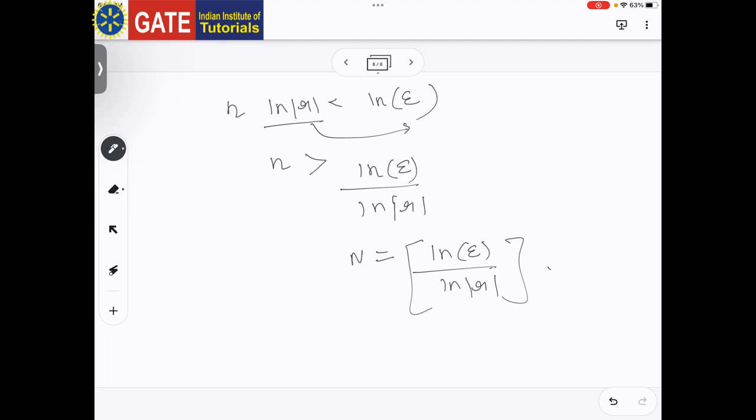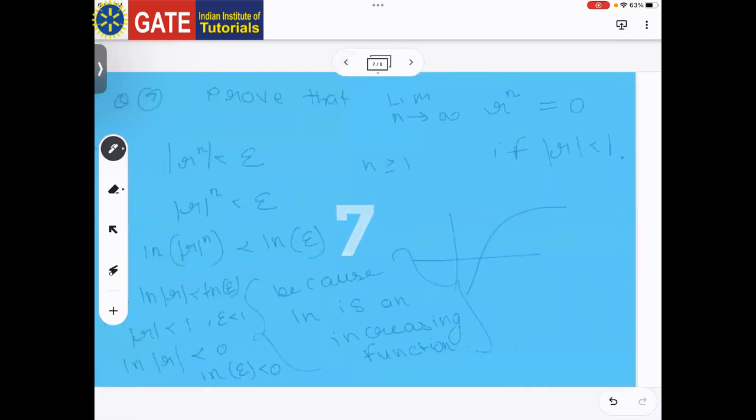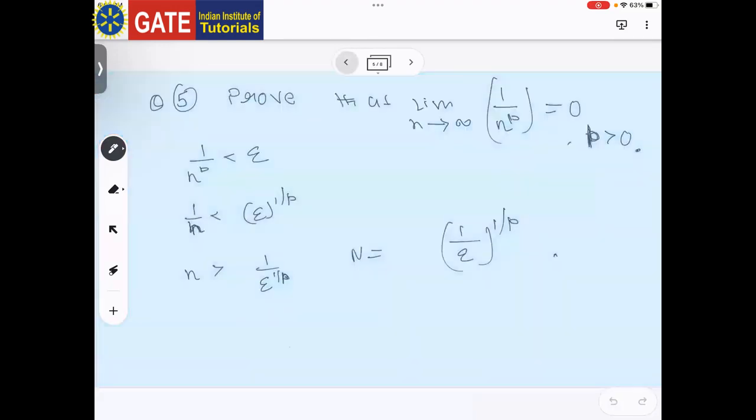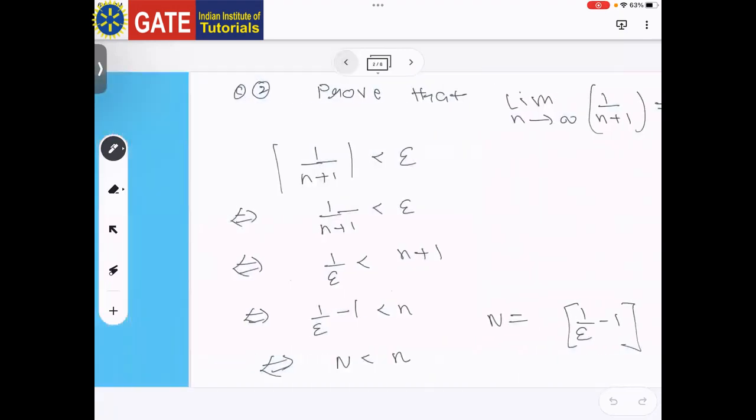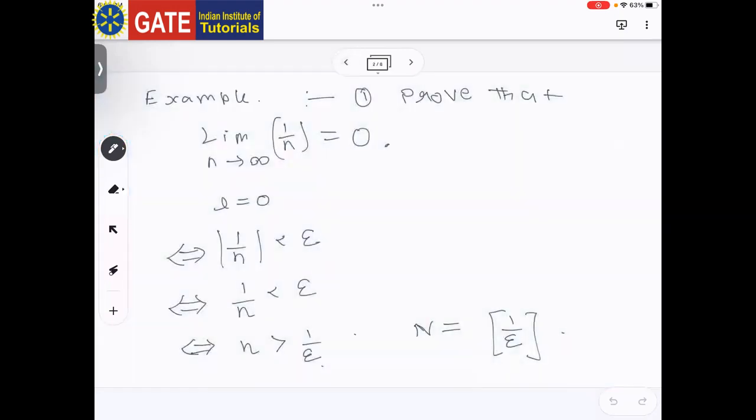No, there is a correction here. Please correct it. They are saying n has to be greater than 1 by epsilon. So 1 by epsilon is here, and your 1 by epsilon greatest integer will be here. We need all those natural numbers which are greater than 1 by epsilon.